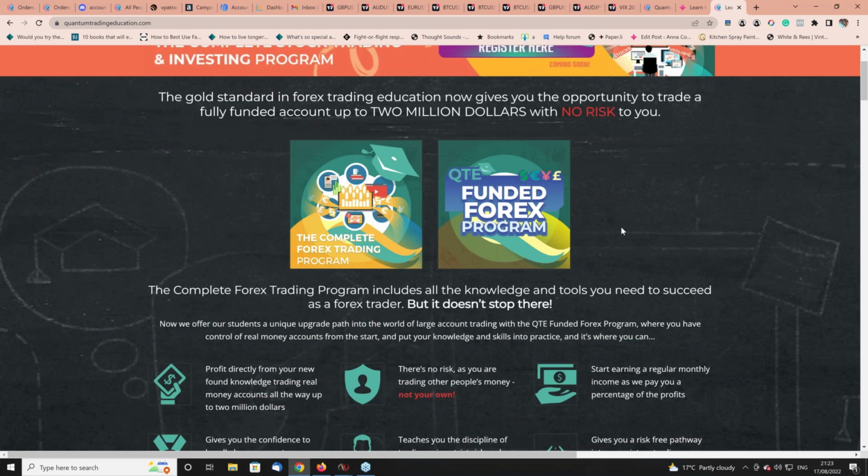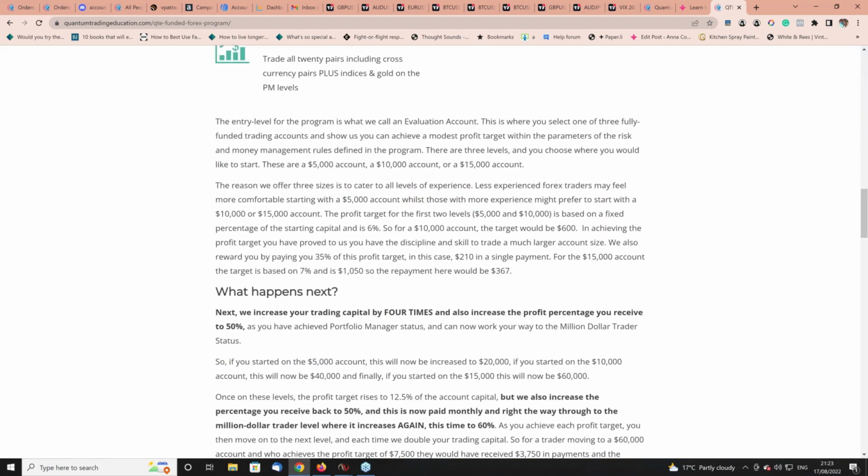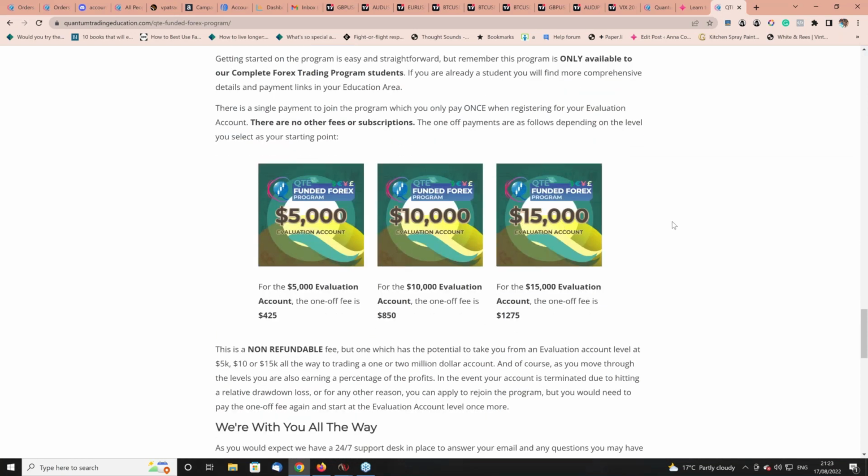We put that in because it gives our students an upgrade path. Once they've completed, you can join the funded program at any time for a one-off fee, and you join at the evaluation stage, which is down the bottom here. You can join at a level of your choosing. You can start with a $5,000, $10,000, or $15,000 account. You are trading our money, not your money. There's a one-off fee to join. It's as simple as that.